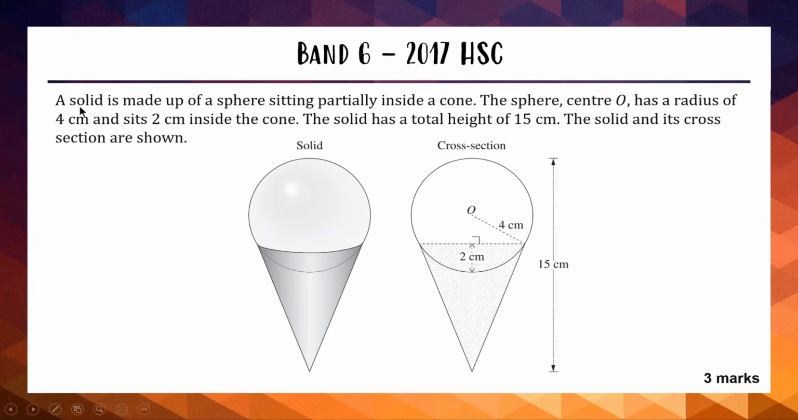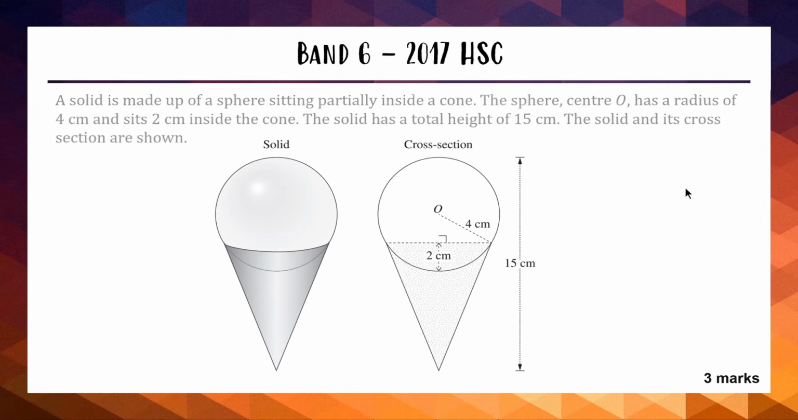We have a solid made up of a sphere sitting partially inside of a cone. So it's basically like an ice cream cone. The sphere has center O and a radius of 4, and it sits 2 centimeters inside the cone. The solid has a total height of 15 centimeters. The solid and its cross section are shown. Pretty much everything in that paragraph is shown in the picture here, so we'll get rid of the text because we don't need it anymore.